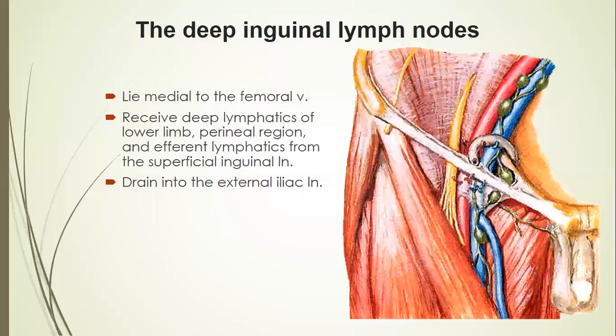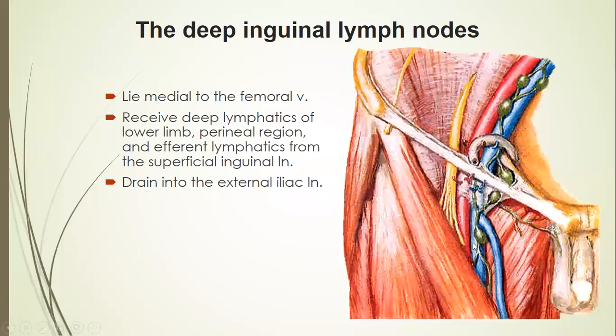Now, kindly recall your memory. I told you regarding the position of the deep inguinal lymph nodes, that they lie along the medial side of the femoral vein. So where is the medial side of the femoral vein? This one is the femoral vein. And these are the lymph nodes that lie along the medial side of the femoral vein, below the inguinal ligament.